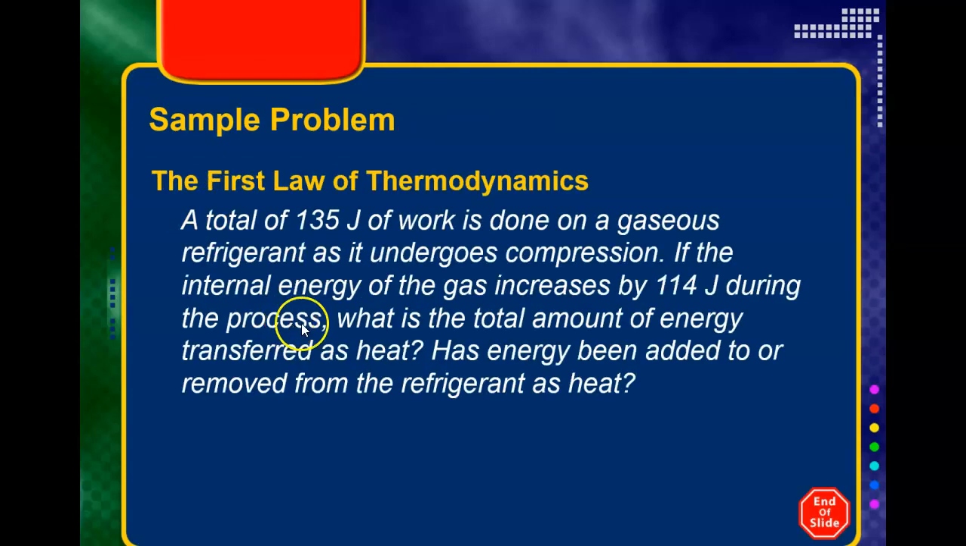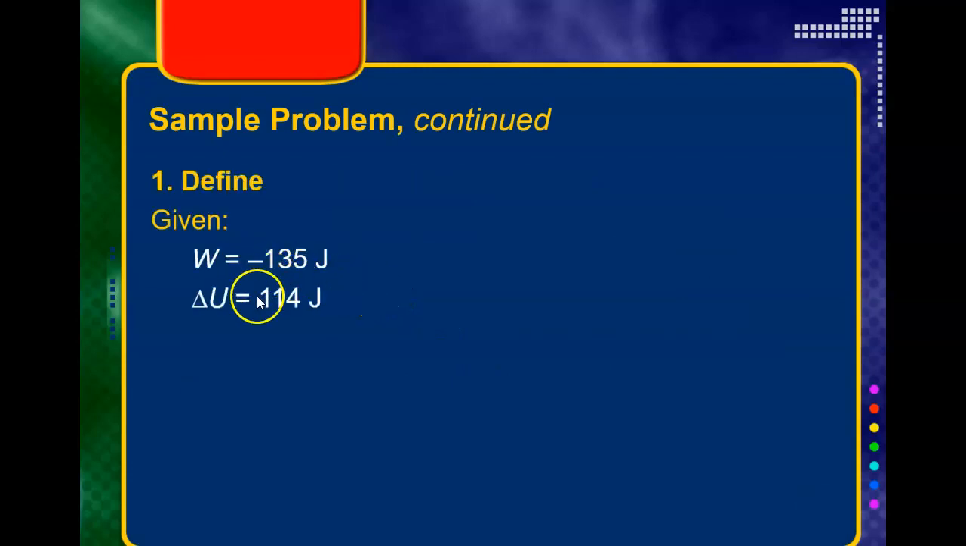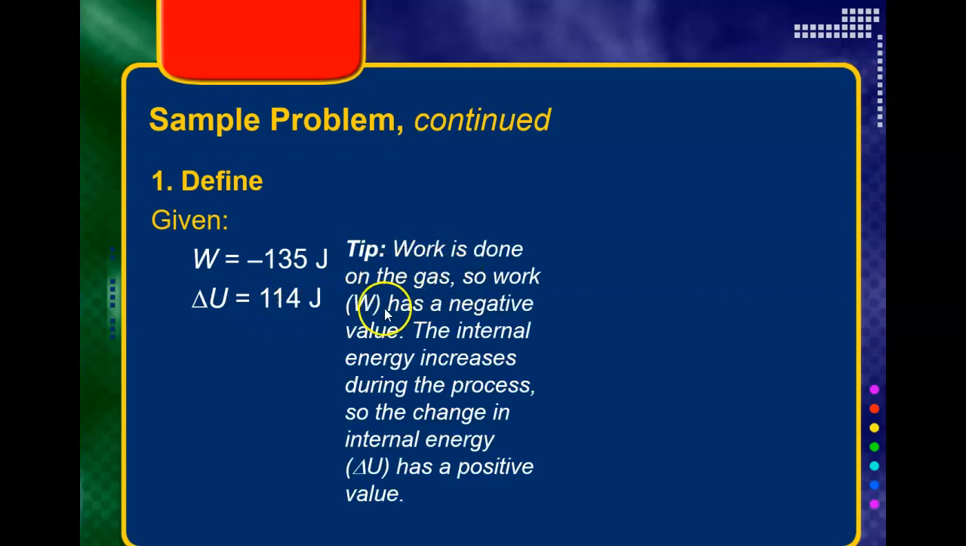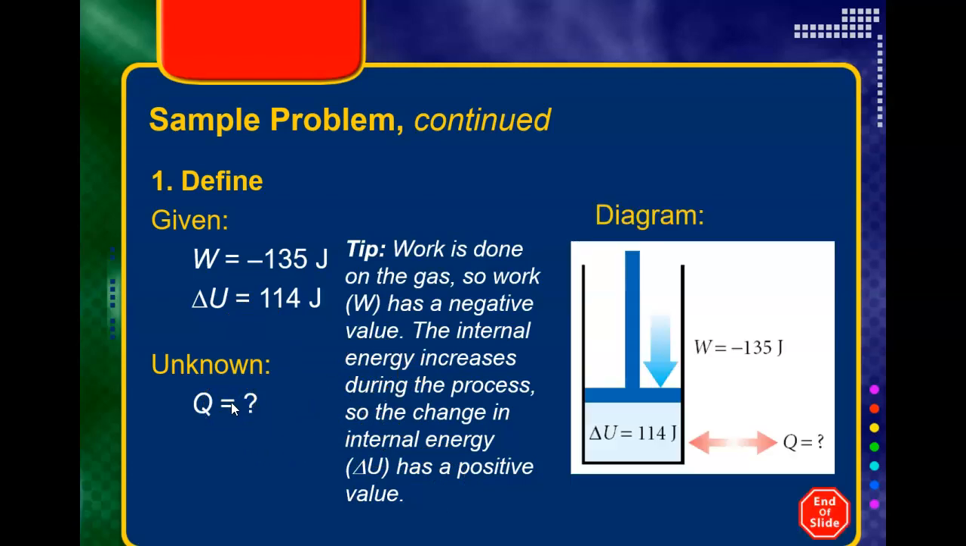The work, the reason it's 135, is done on a gas refrigerant, so it's going to get compressed. So the work is negative 135. The change in energy, it says, is 114 joules. Okay, work is done on the gas, so the work has a negative value. The internal energy increases during the process, so the change in internal energy has a positive value. And we're looking for the heat transferred. So this is what's going on. Okay, it's getting compressed. We're looking at what happens to the energy, the heat, when the internal energy increases by 114 joules. So here's our situation.